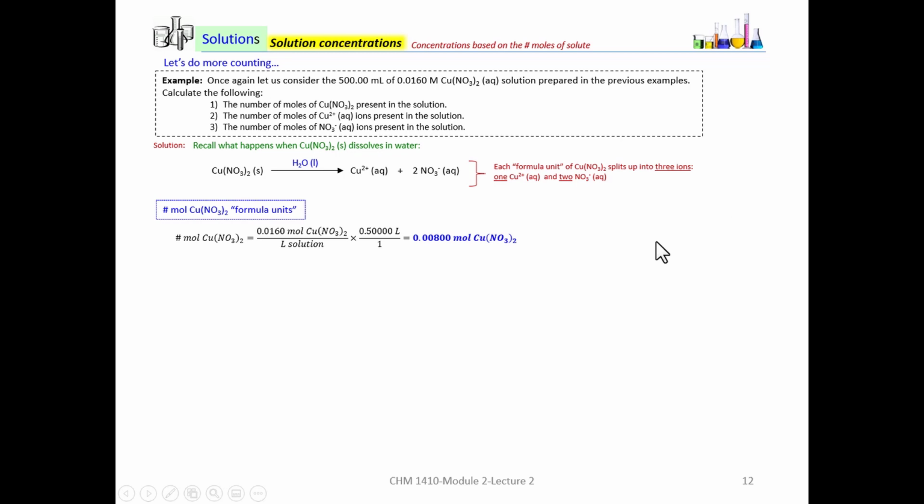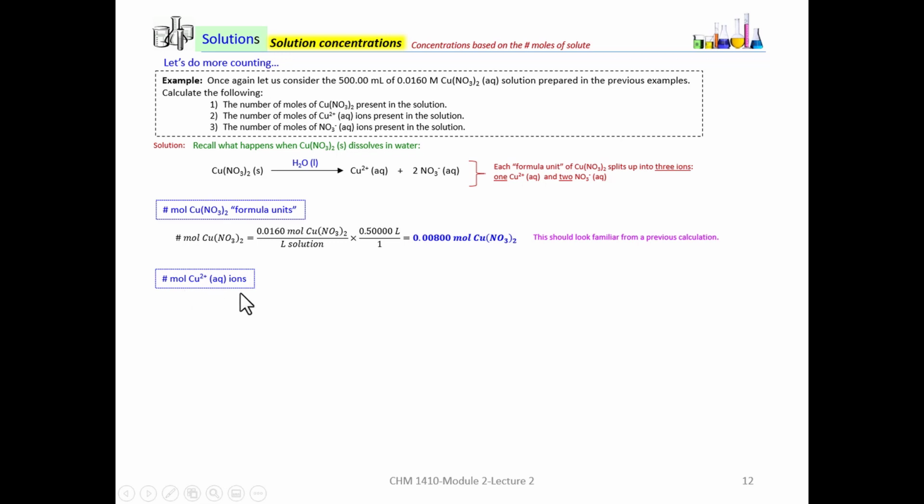We can now calculate the number of copper nitrate formula units, basically, present in this solution by simply taking the concentration of the solution, 0.0160 moles per liter, times the half liter of solution, which gives 0.00800 moles of copper nitrate formula units. And this should look familiar from a previous calculation.